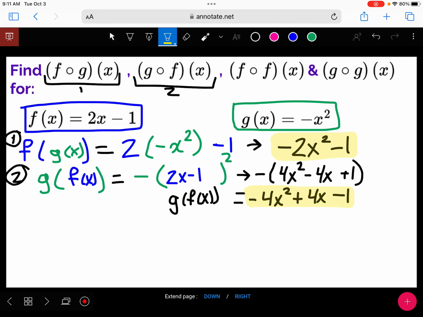Questions on either of these two? It's the exact same vibe for the other two. We're just going to take f of x and substitute it inside of itself.